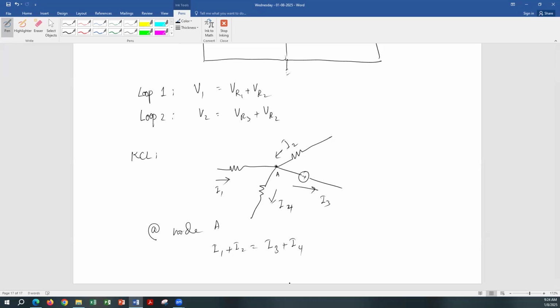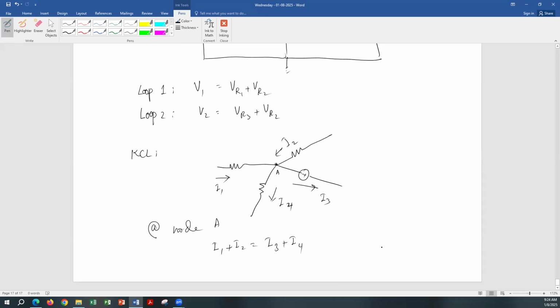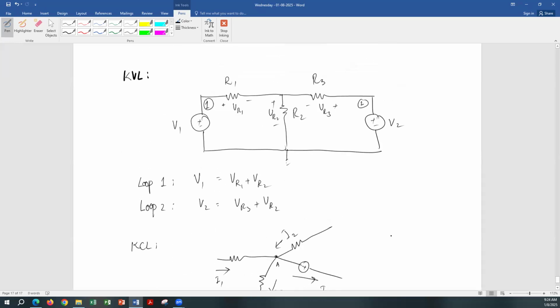Now with KVL and KCL, you apply nodal analysis and mesh analysis. First you write down the KVL equation, then you apply Ohm's law on all the voltages to perform the mesh analysis. For KCL, again, you write down the KCL equation first, and then you apply Ohm's law to find the node voltage, whatever unknown node voltage that you have.